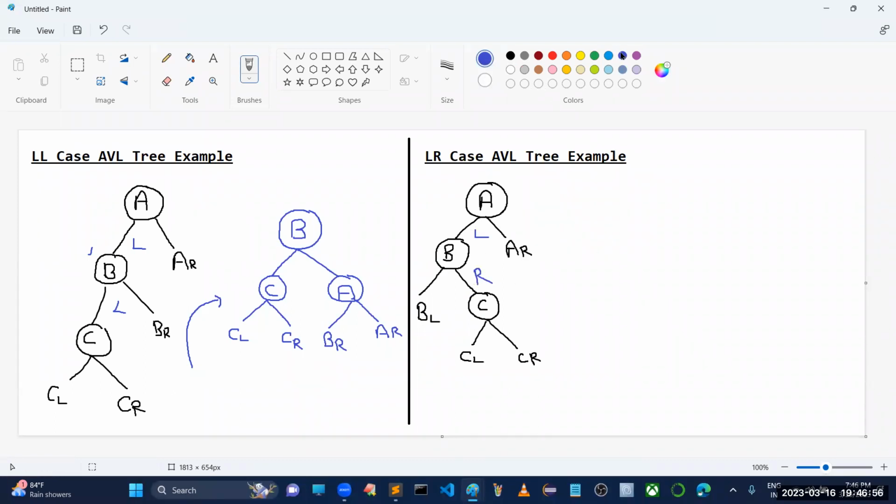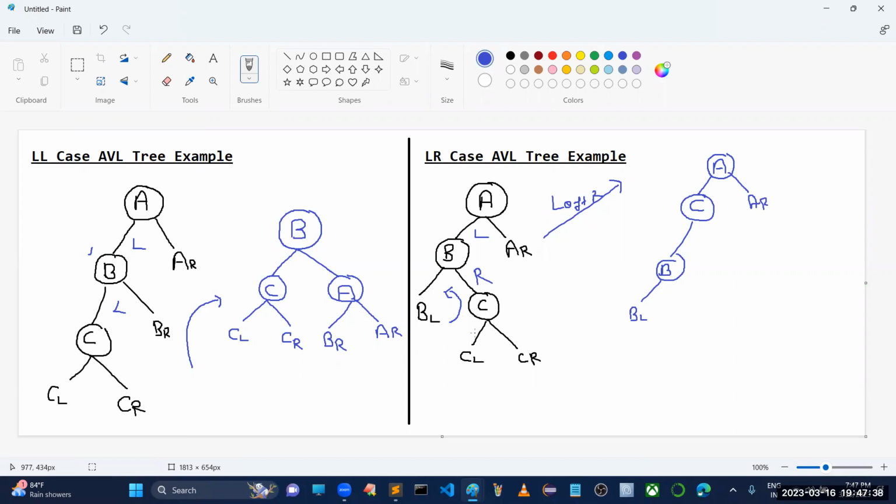In this case, we are going to get two diagrams. First, which rotation do we have to do? In the LR case, first we have to do left rotation. Once you do left rotation, what will happen? A will remain as it is. So this is the left rotation. C will become the left child of A, and B will become the right subtree here. For B, BL is already there, and for A, AR is already there.